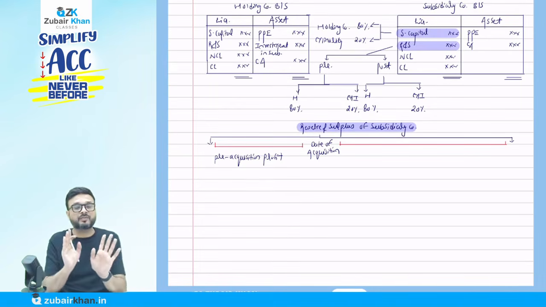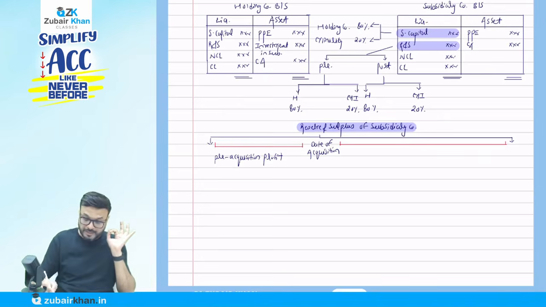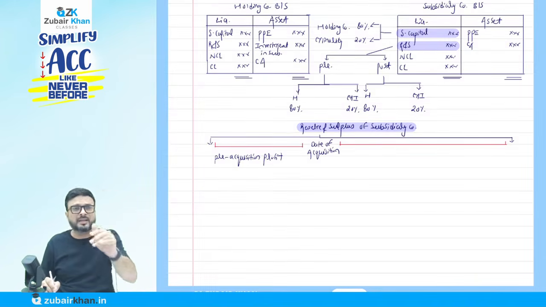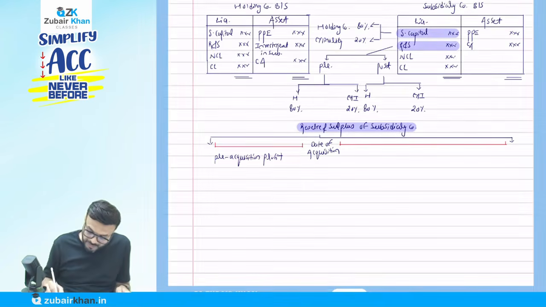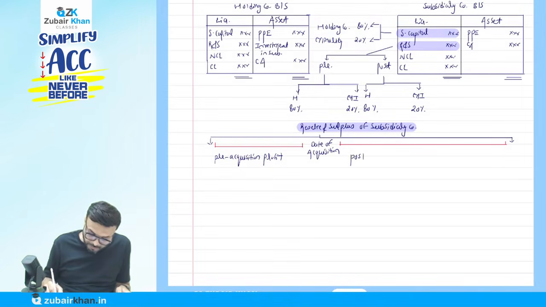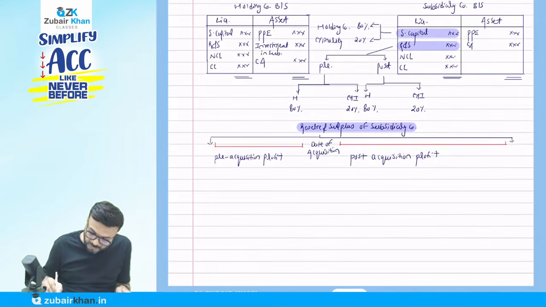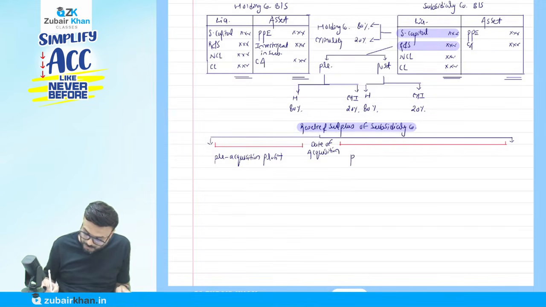We are discussing the reserve and surplus of the subsidiary company. I am not talking about anything of the holding company's reserve and surplus. Now the profit that they have made after the date of acquisition, we call post-acquisition profit. If you want, I can write it down here in brackets: post-acquisition profit of the subsidiary company.